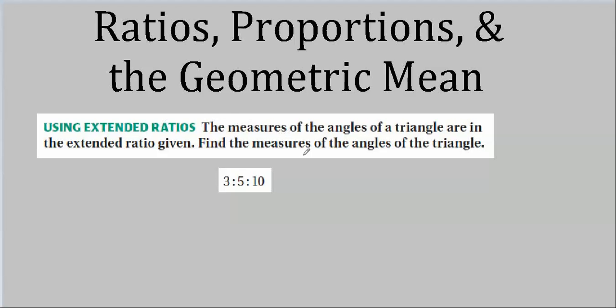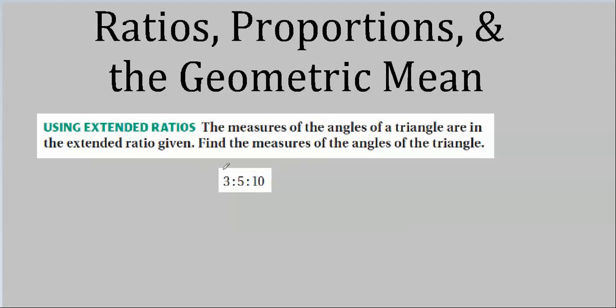The measures of a triangle are in the extended ratio. I think I mentioned before we can have 3 numbers, not just 2. And when you've got more than 2, it's called an extended ratio. It's no big deal. Now, we're going to find the measures of the angles of the triangle. We know what their proportions are. And just like any problem like this, we need to know something about them. Well, what we know is that these angles add up to 180.